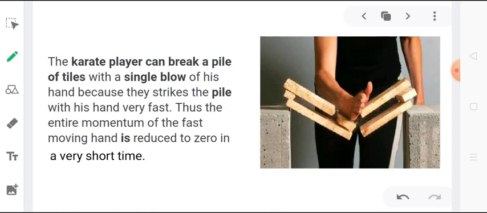Because the hand of the player strikes the pile very fast. The contact time between the hand and the tiles is very small. If the time is less, the force will be high. So a huge amount of force is acting on the tiles. The entire momentum of the fast moving hand is reduced to zero in a very short time. So if the time is less, force is high, and this huge force is responsible for breaking the bunch of tiles in a single blow.